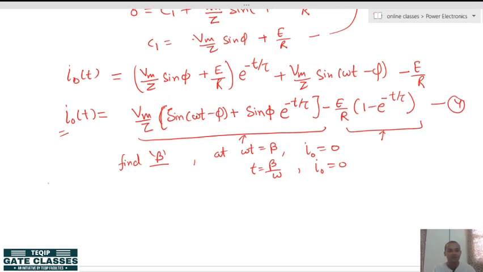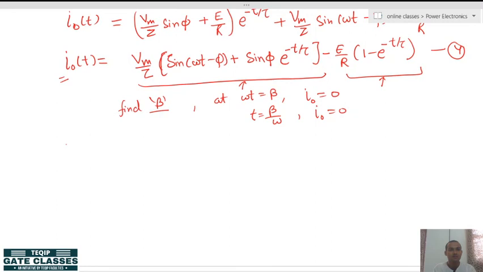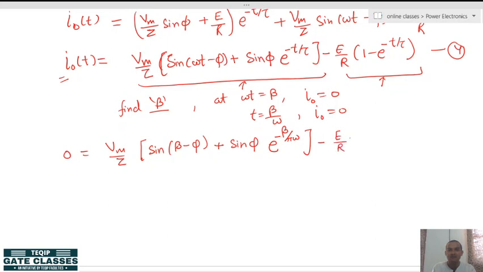What will we get here? We will get 0 equal to Vm upon Z times (sin(beta minus phi) plus sin phi e to the power minus beta upon tau omega) minus E upon R times (1 minus e to the power minus beta upon tau omega).